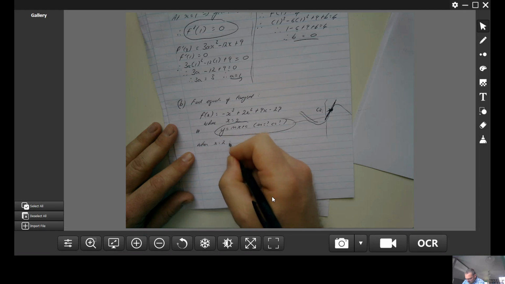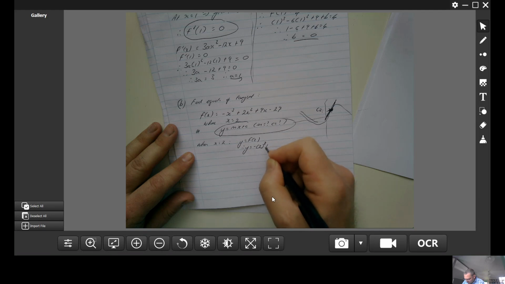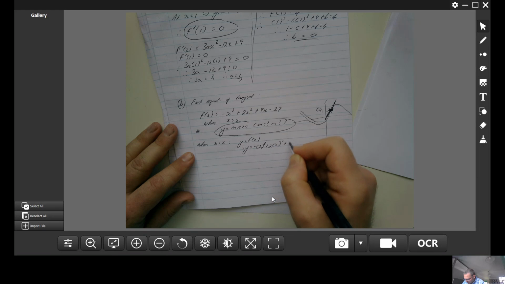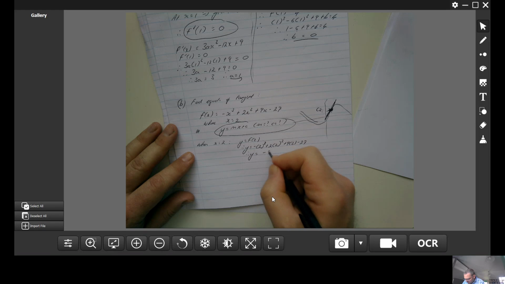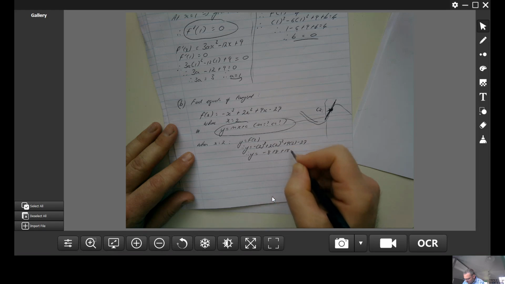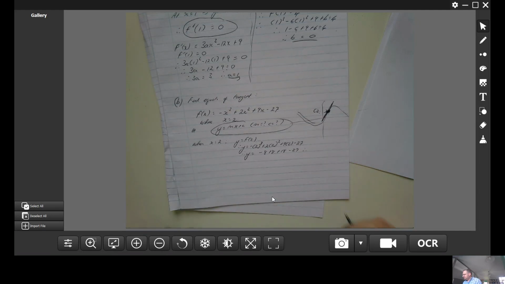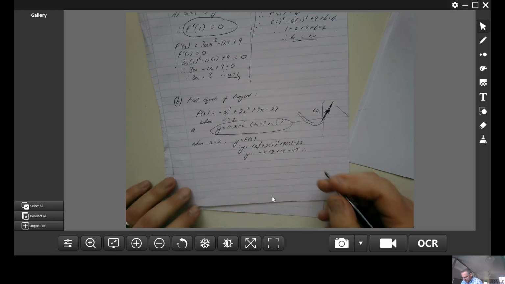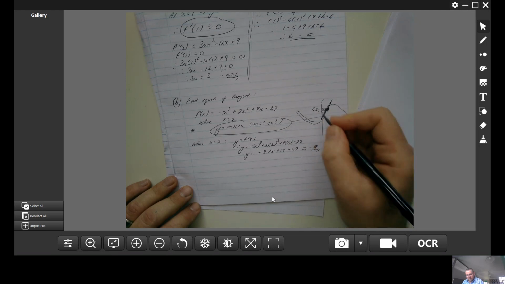So when x is equal to 2, y is going to be f(2). In other words, y = −2³ + 2(2²) + 9(2) − 27. So y = −8 + 8 + 18 − 27. So y is 18 minus 27, let's double check that I don't make a stupid mistake, which is negative 9. So your point of contact, my diagram's wrong, is (2, −9).